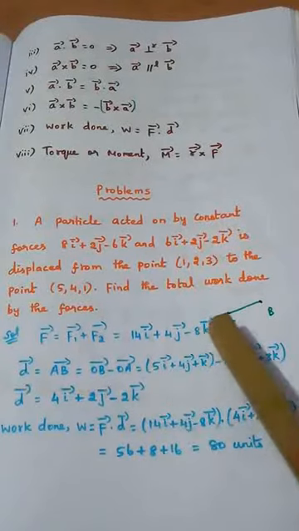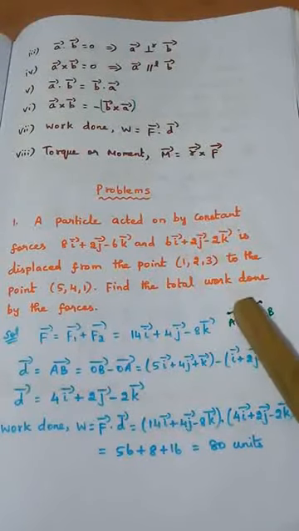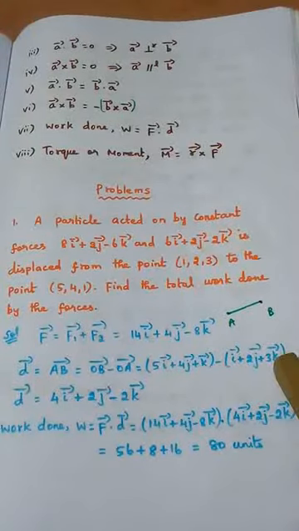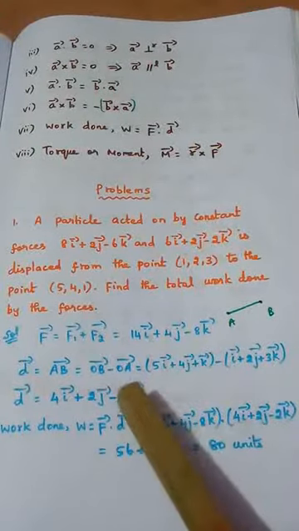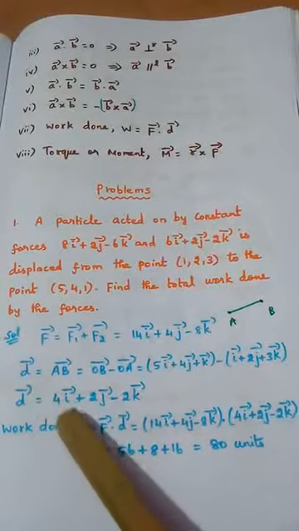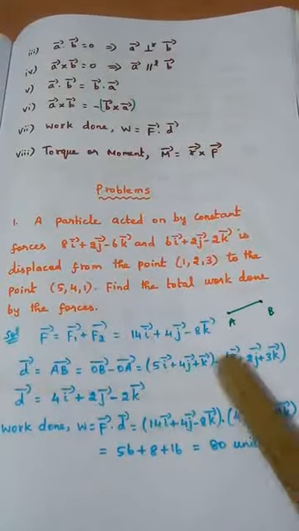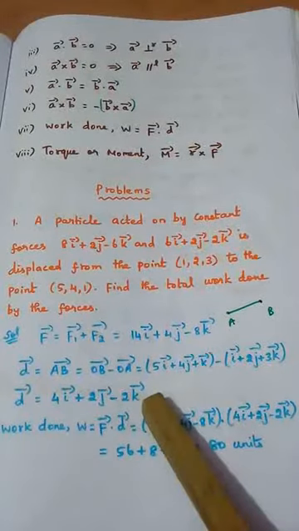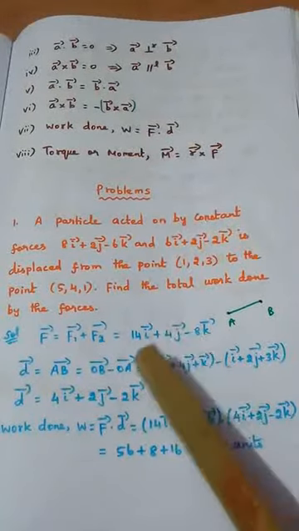OA vector, what is the meaning? The position vector of the initial point. 1, 2, 3 is the initial point. So 1i plus 2j plus 3k. Subtract these two and write the answer. That is called D vector. How to subtract? 5i minus i, 4i. j with j, k with k. Write the answer. So now we know F vector as well as D vector.